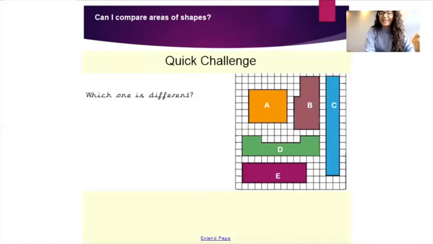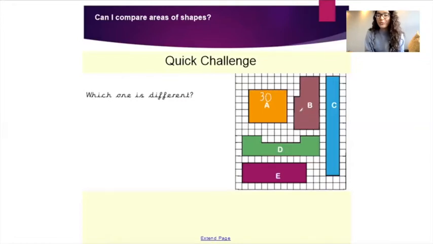Which one is different? Now, the way in which to work out which one is different, you have to calculate the area of each shape. So let's calculate the area of A first. What is the area? If you said 30 squares, you are absolutely correct.